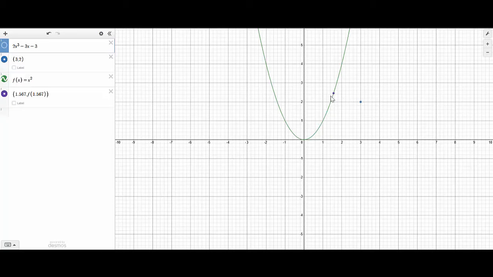That's what we wanted to find. We wanted to find the point on this curve that is absolutely closest to this point right here. And this looks reasonable, right? Yeah, so we've done it.